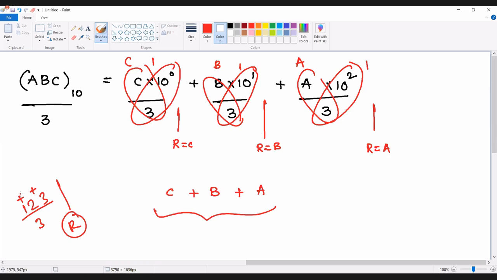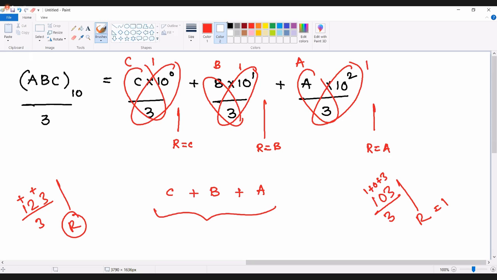Similarly, for any other number, you can take the summation of the individual digits. You don't need to calculate. For example, 103 divided by 3. What's the remainder? You can just do 1 plus 0 plus 3. What is this? 4. 4 by 3, what's the remainder? 1. That is the reason the rule came into the picture of finding the sum of the digits. If the sum of the digits is divisible by 3, then we can say the whole number is divisible by 3. That's how the rule is developed.